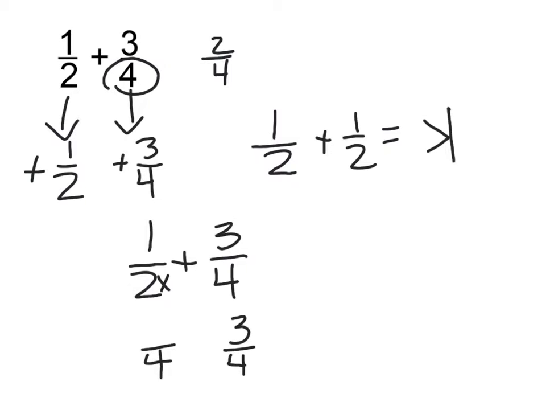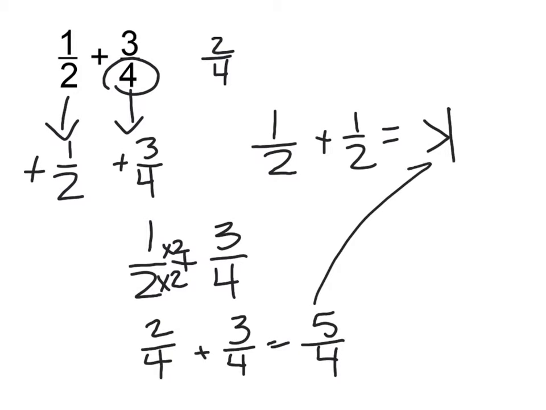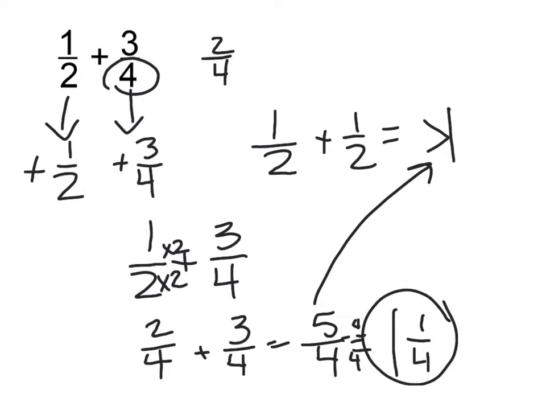Okay, so 1/2 times 2 over 2 gives me 2/4. And 2/4 plus 3/4 is 5/4. Look at that. I know it's already greater than 1. Because 5/4, I can pull a whole out of that, which is 4/4. And 5/4 minus 4/4 means I have 1/4 left. So my answer is 1 1/4. And I knew that it was going to be greater than 1. So does that make my answer reasonable? Absolutely. Let's try another problem.